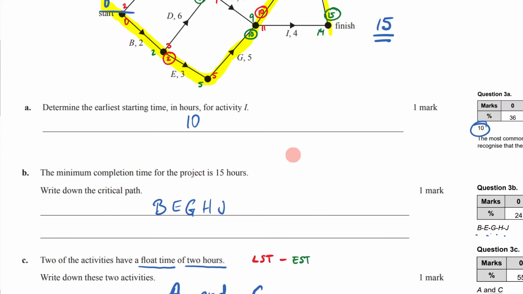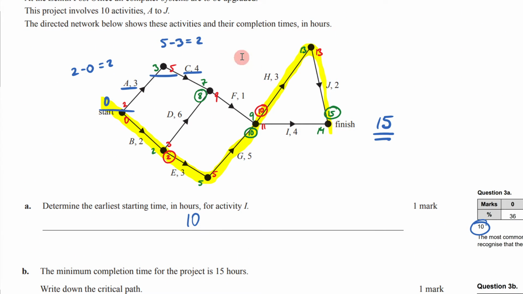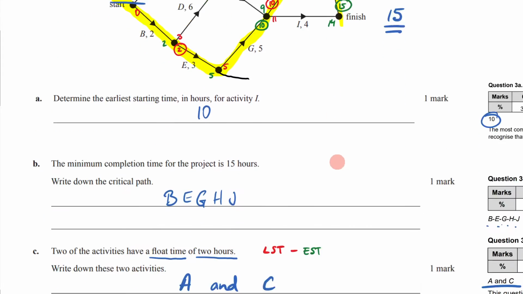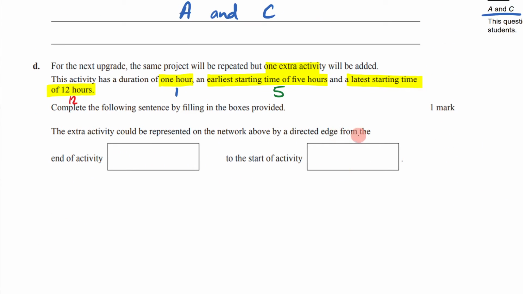Let's come and look at this and think about it for a second. So I know that it has to start somewhere in which my earliest start time is 5. Well, the only place where that happens is right here, where I have an earliest start time of 5. So it must be coming off there. So that means it's coming off the end of activity E. So if I come down here, from the end of activity E, we'll put an E here.